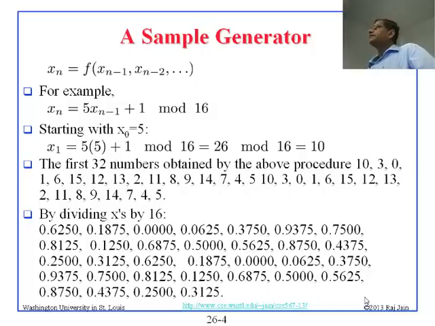Now you put 10 here, and you get 5 times 10, 50, plus 1, 51. That will give you x2, mod 16, equal to 3. And so you get 10, 3, and then you put 3 and you will get a 0, 1, 16, and so on and so forth. And this is the sequence you will get. All right? You can divide all the numbers by 16, and then you get this sequence. These numbers are uniformly distributed between 0 and 1.